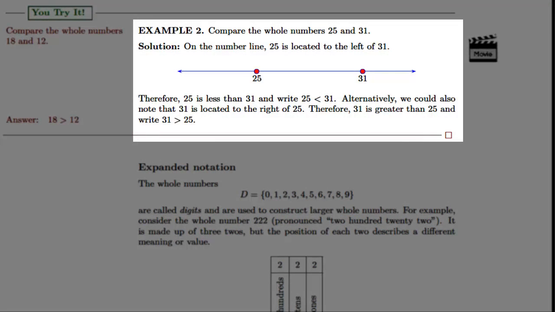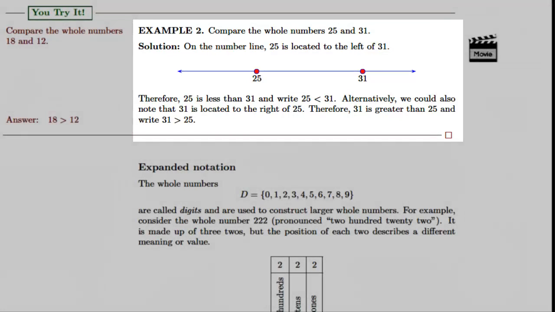Example 2. Compare the whole numbers 25 and 31. Solution. On the number line, 25 is located to the left of 31. Therefore, 25 is less than 31, and we write it as 25 < 31. Alternatively, we could also note that 31 is located to the right of 25. Therefore, 31 is greater than 25, and we write it as 31 > 25.